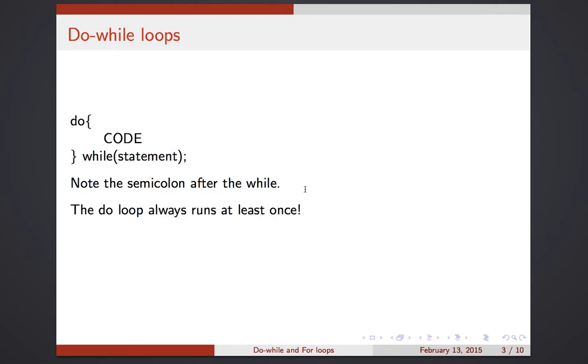So, a do loop or a do while loop, whatever you want to call it, always runs once. Okay, you're always going to do this code once. The question is whether or not you run it more than once, and that depends on whether the statement here is true or false.